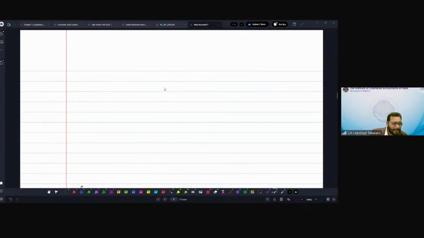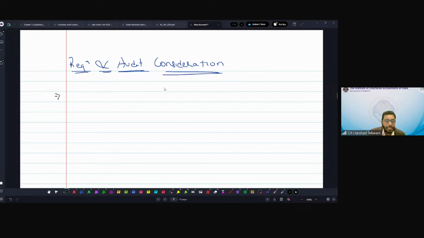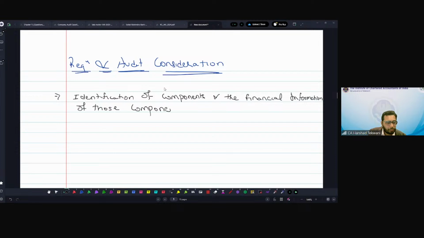Now, if I go to requirements and audit considerations, the first and foremost point that I will talk about is identification of your components that are required to be consolidated, and the financial information of those components. So first, you need to identify the components, and then you need to identify the financial information of those components.